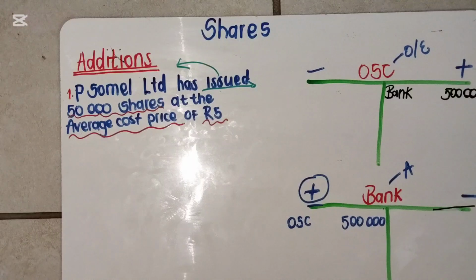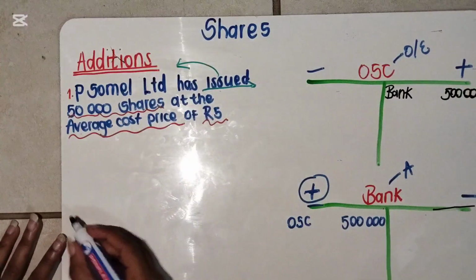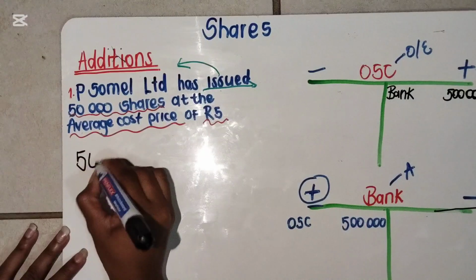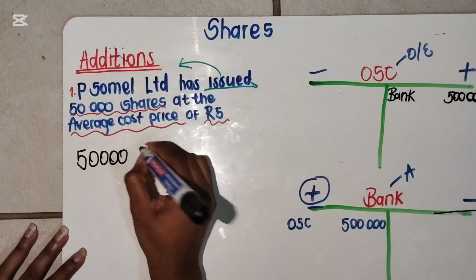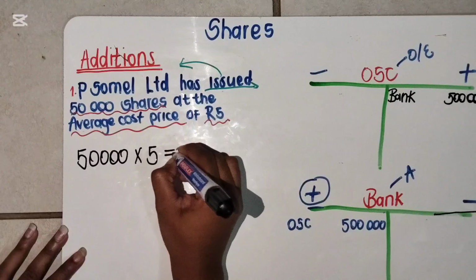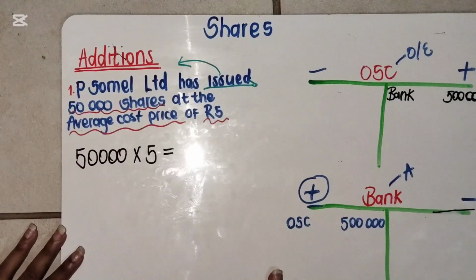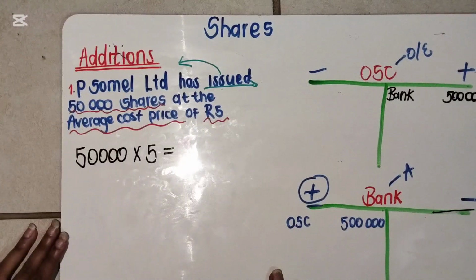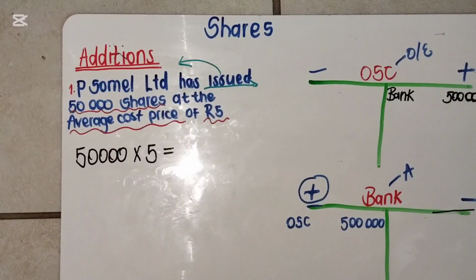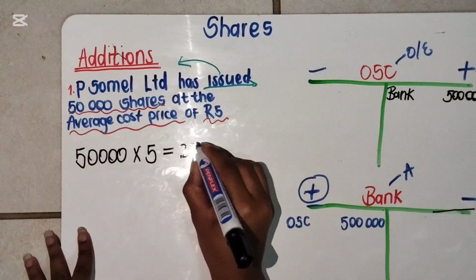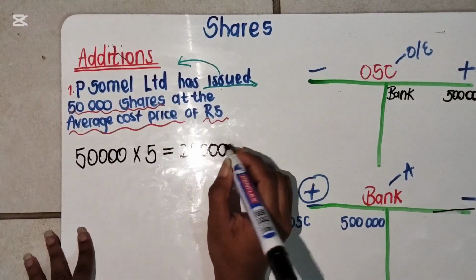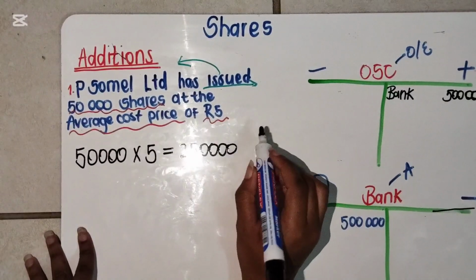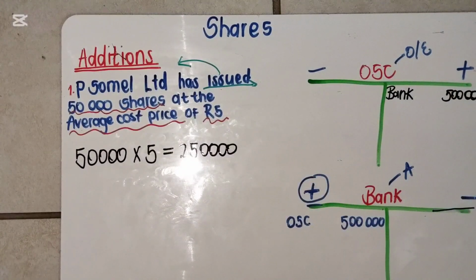So now the average cost price is 5 rand. So you're going to say 50,000 multiplied by 5 rands. They gave you the number of shares. This time they didn't say 20% of the authorized. They told you how many shares. So you just say 50,000 multiplied by 5. It's supposed to be 250,000. Yes. So you have 250,000. Now you're going to do the same thing.